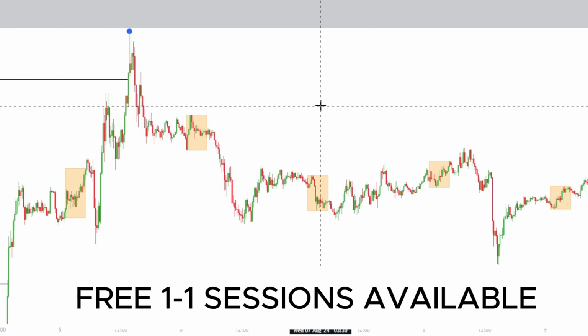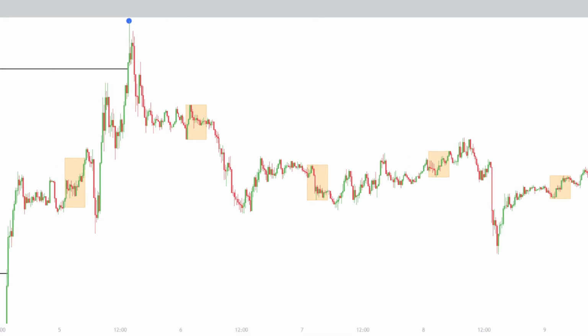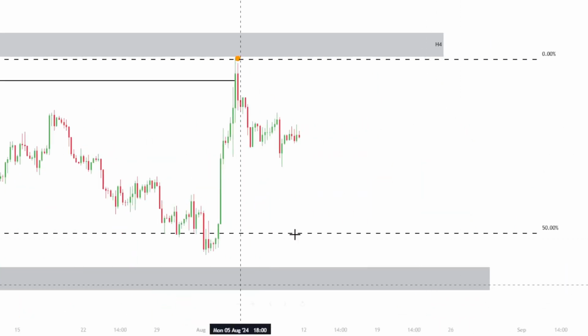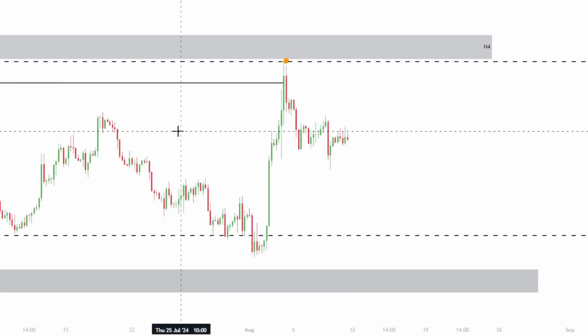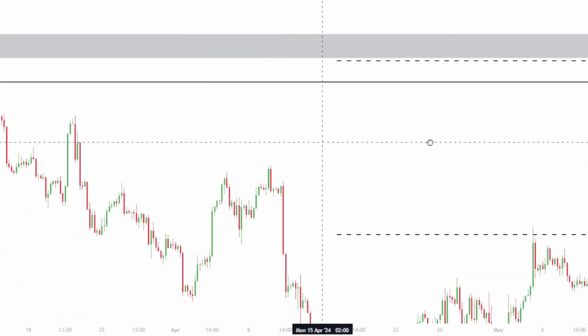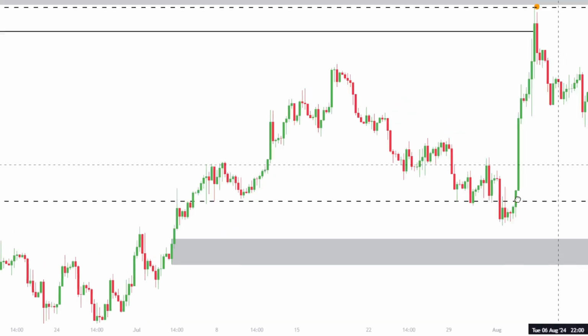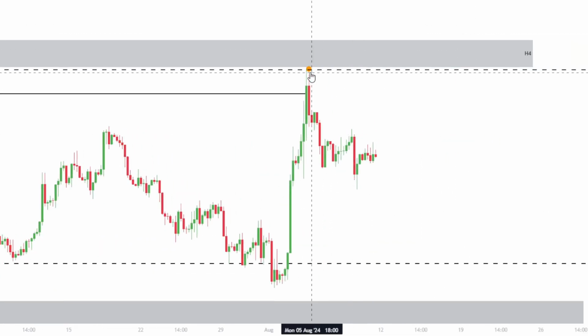So this is again my favorite pair, the EURUSD. Let's quickly head up to the 4 hour time frame and see what we have over here. The 4 hour time frame is very interesting from a liquidity standpoint. We have the previous high over here. This is the previous structural high I had marked out. As you can see, this structural high has been broken, so we are above an old high.